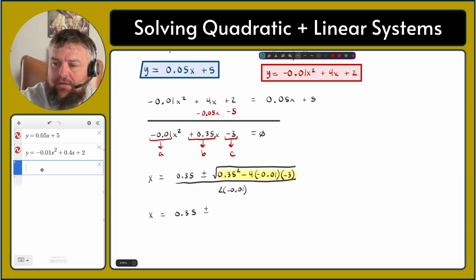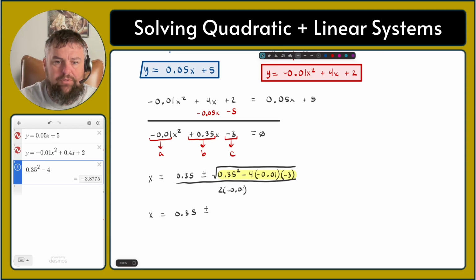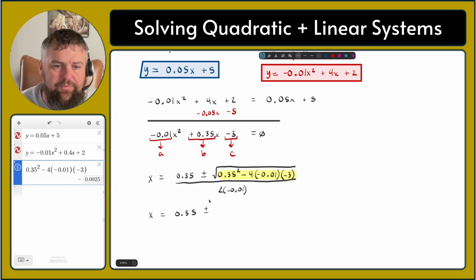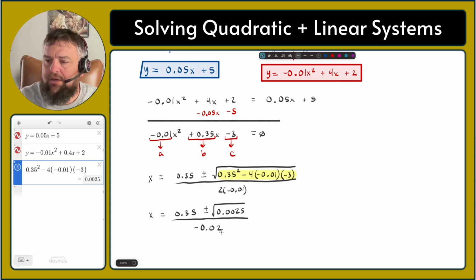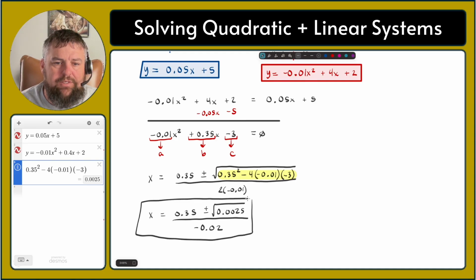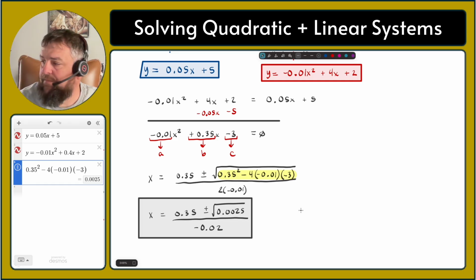Okay, so let's type that in. We're going to get 0.35 squared minus 4 times negative 0.01 times negative 3. And we are going to get a positive number, so we are going to have some solutions. So 0.0025, and we're going to be dividing that by negative 0.02. Okay, so now that we have our two possible solutions, let's type these in and get some solutions here.